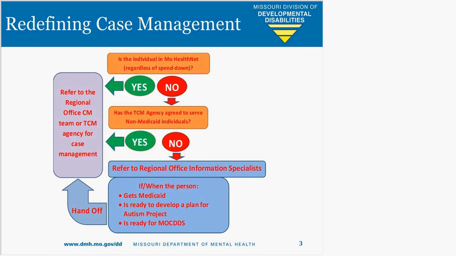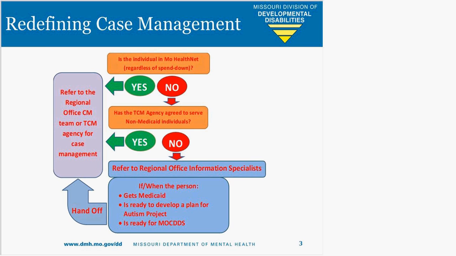There's no spend-down limit. So whether or not an individual, say, has a $100 or less spend down or a $250 or less spend down, the real point of determining if someone is, quote, in MoHealthNet is whether they actually use any of their services. So if they use services, they have no spend down or they fairly regularly meet spend down, then they're going to be referred to the regional office case management system or the TCM agency contracted to provide case management for the location where the individual lives.